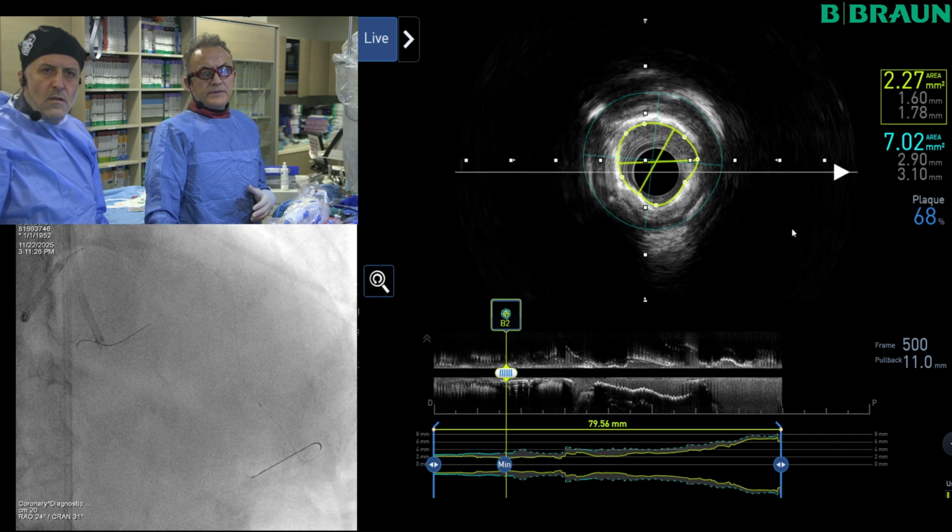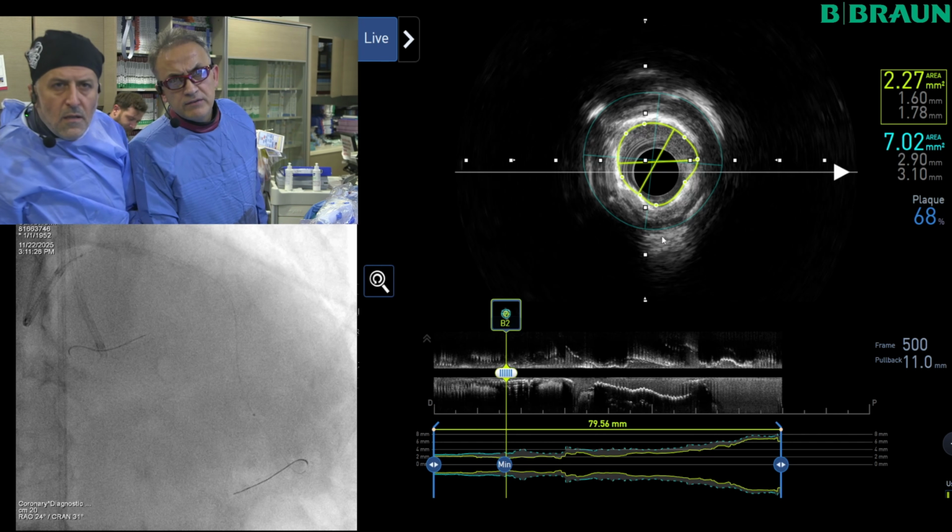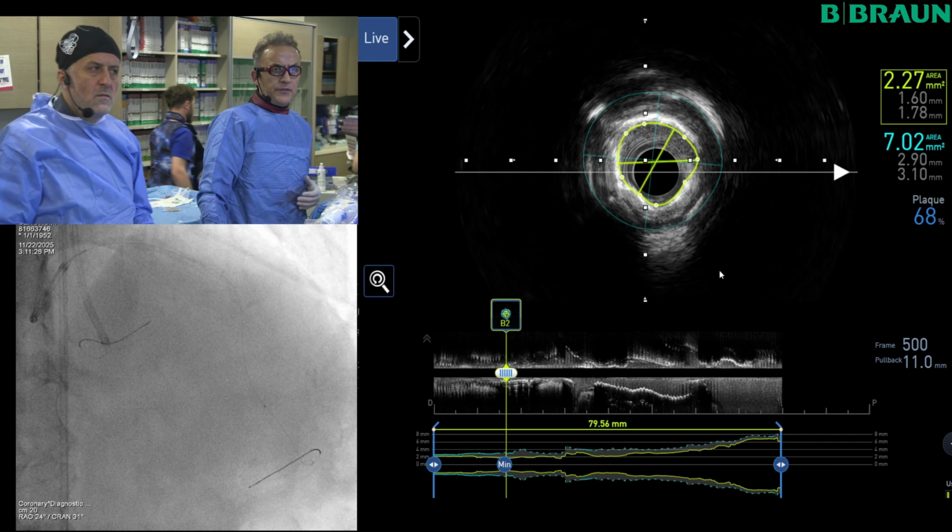Okay. So this part is 2.20, 2.27, 2.3. Very good, very good.